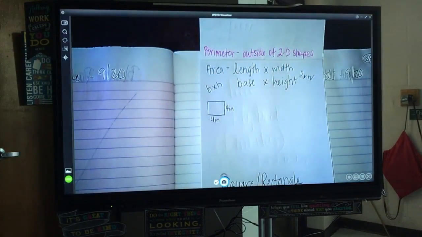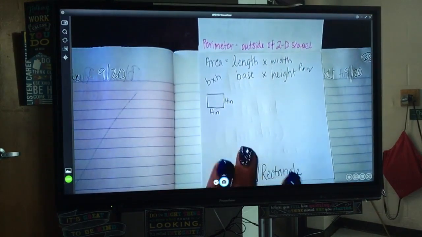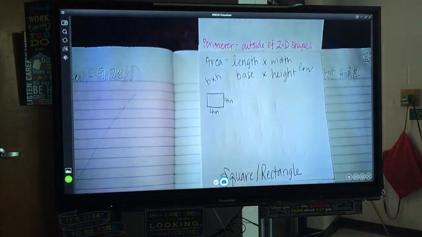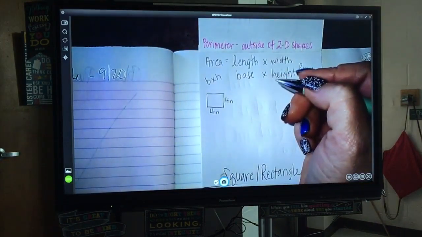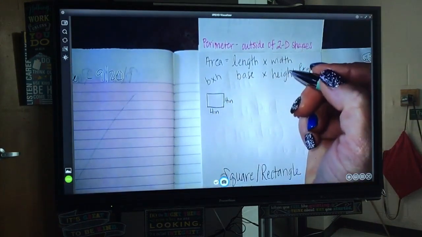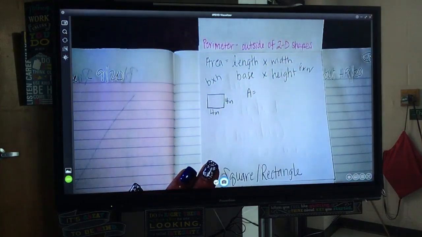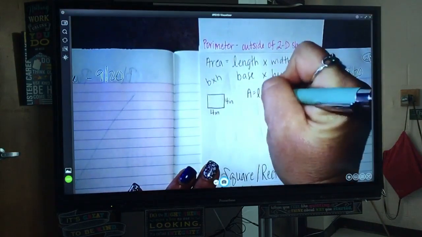Alright, so our first example that we're going to do is this shape. Please raise your hand and tell me if this is a square or a rectangle, and how you know. Jack, it is a square. How do you know? Because all sides are equal, and it has parallel sides. Okay, so what formula do you want to use? Base and height or length and width? I'll use length times width. Okay, so A equals length times width.